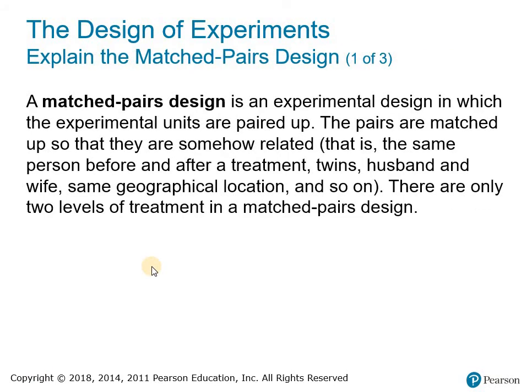The next experimental design is the matched pairs design. A matched pairs design is an experimental design in which the experimental units are paired up. The pairs are matched up so that they are somehow related. This could be the same person before and after a treatment, twins, husband and wife, the same geographical location, and so on. There are only 2 levels of treatment in a matched pairs design.